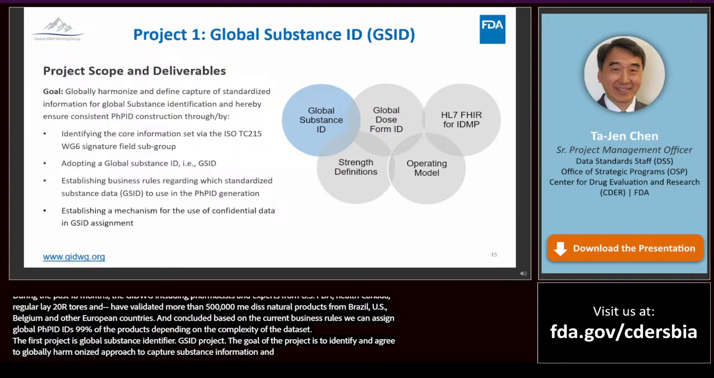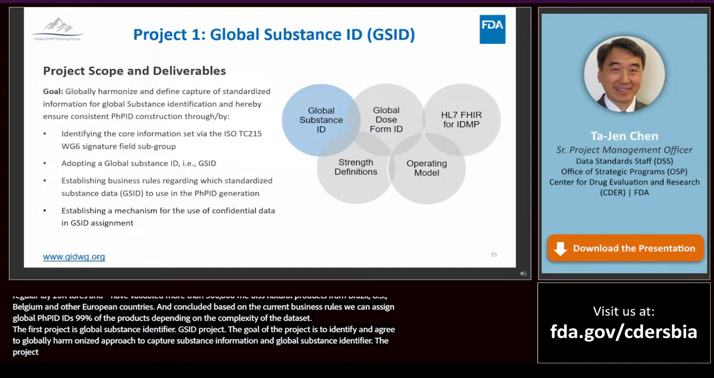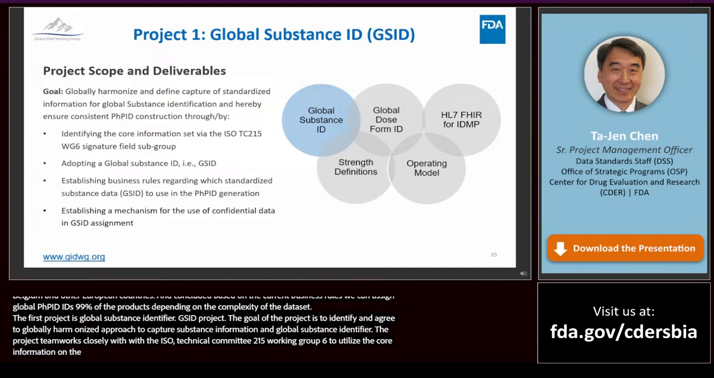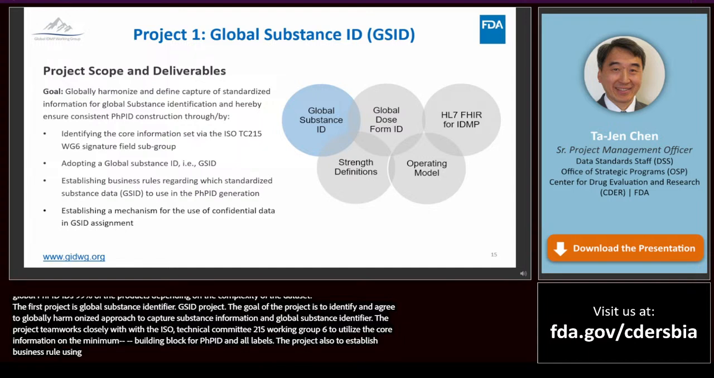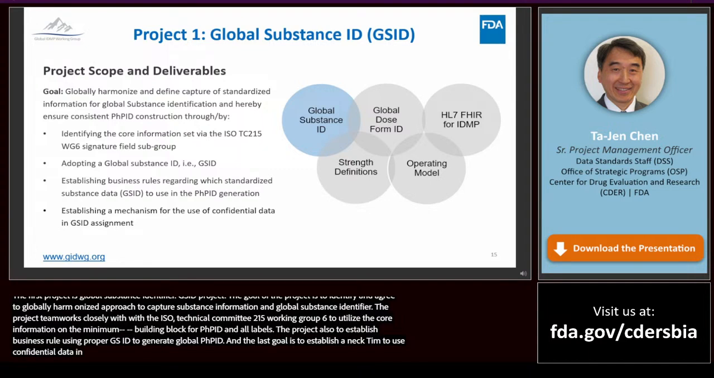The project team works closely with the signature field subgroup under ISO Technical Committee 215, Working Group 6, to utilize the core information, or the minimum data set, to identify substance. Substance ID is a key building block for PHPID at all levels. The project also aims to establish business rules on using the proper GSID to generate global PHPIDs. And the last goal is to establish a mechanism to use confidential data in GSID assignment. This is an area that still needs more discussion due to the sensitivity of the confidential information.